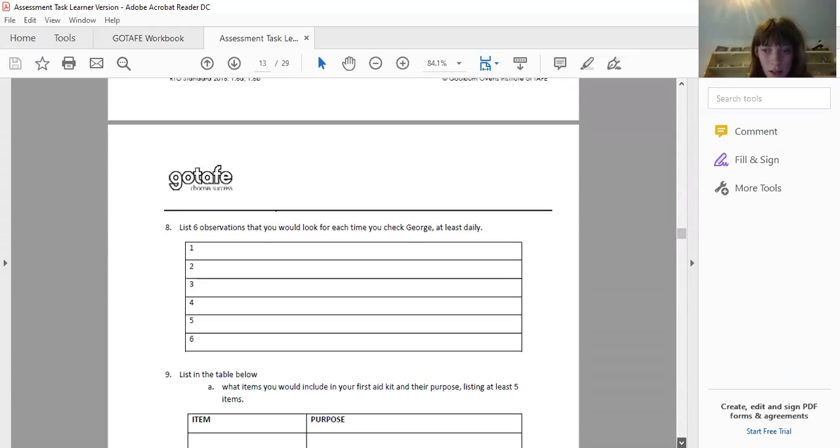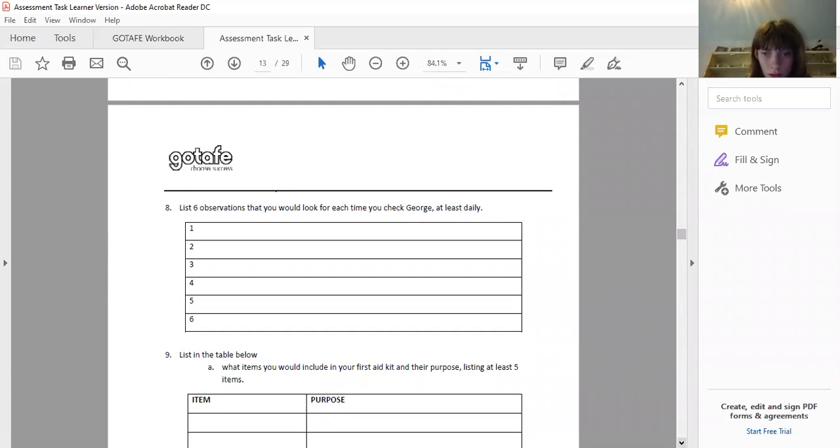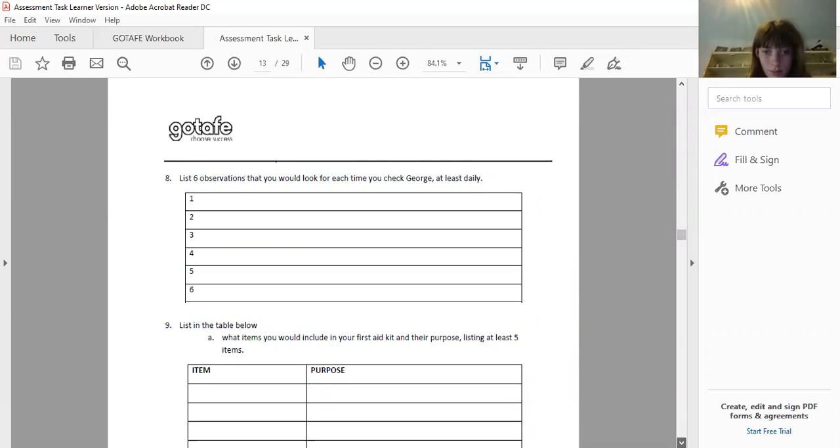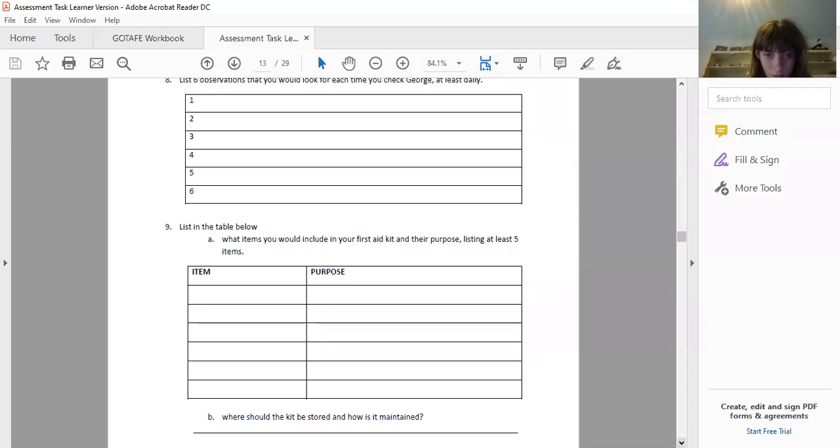Yep. Number 8 says list 6 observations you would look for anytime you check George at least daily. So what are you looking for in regards to his health? Then 9 is looking at listing what items you would have in a first aid kit and then their purpose.